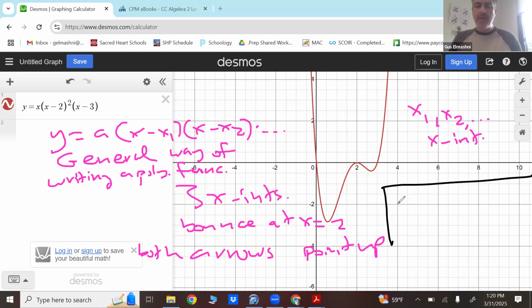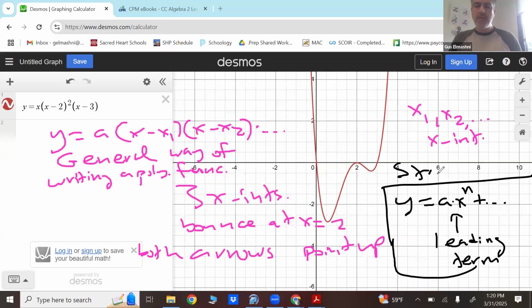You can also write it like this: y equals a times x raised to the n power plus dot, dot, dot, where this is the leading term. That's yet another way you could write it too. So this is what we call standard form. This is what we call factor form.